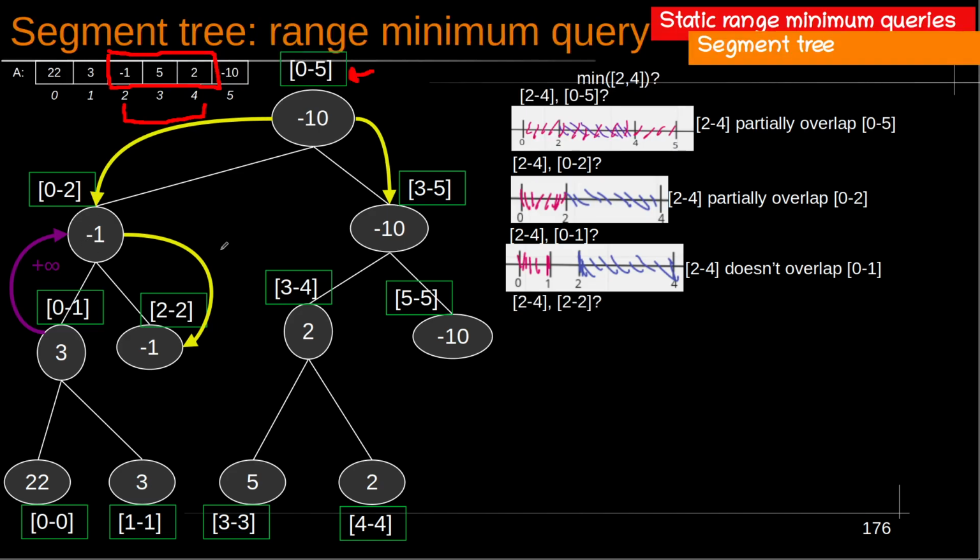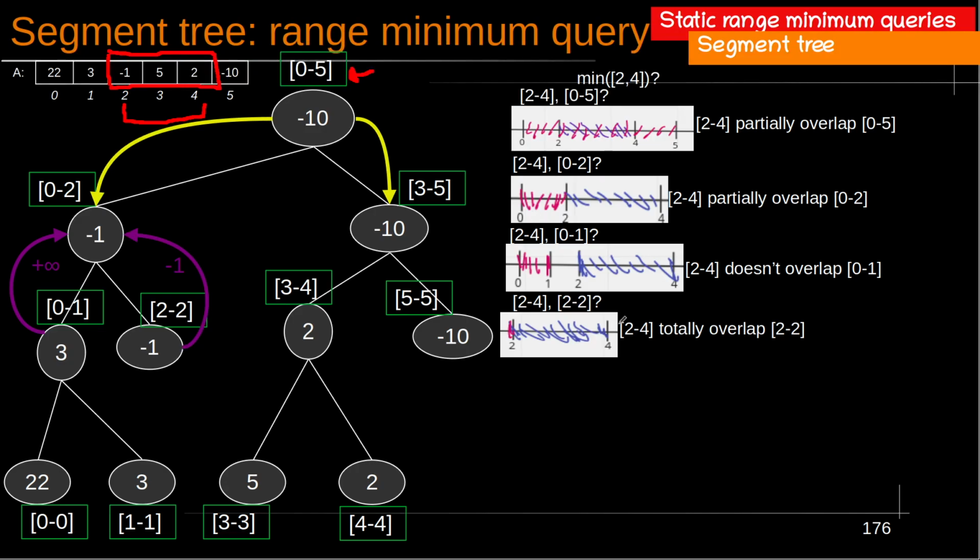We check 2, 4 and 2, 2. 2, 4 totally overlaps 2, 2, which means 2, 2 is completely inside 2, 4, because 2 is completely in the interval 2, 4. So here we return the value of that node, which is -1. Now we can calculate the return result of that node, which is the minimum between plus infinity and -1, which is -1.